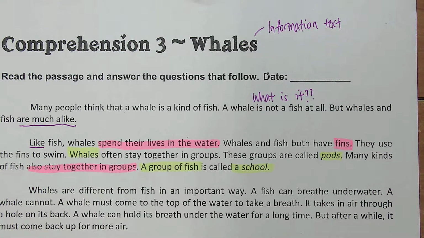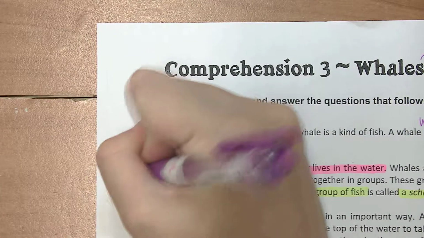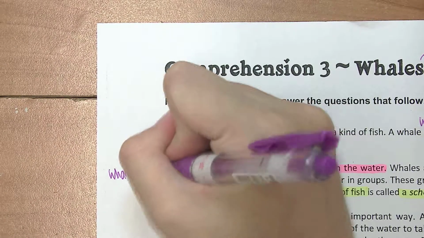Now this paragraph compares whales and fish. So I'm going to write down at the side that it is comparing whales and fish, and they are talking about their similarities.